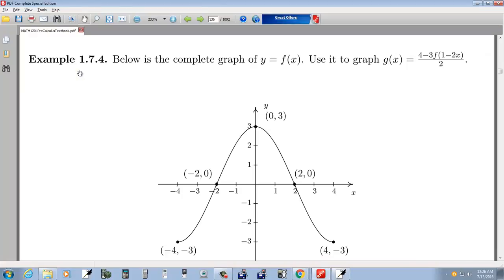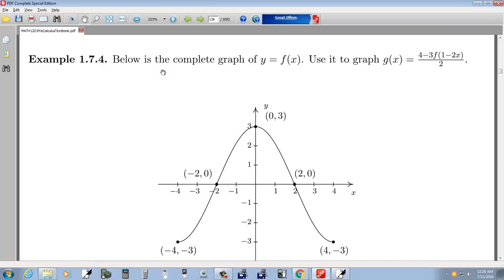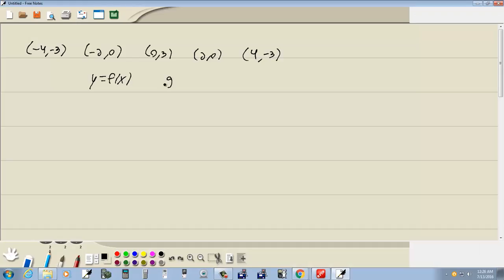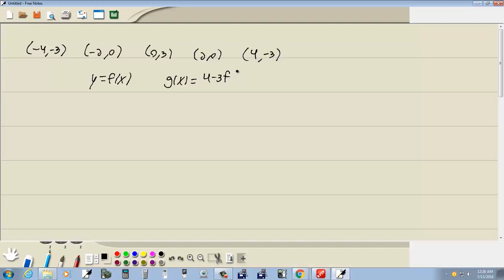And they're telling us we've got y equals f of x, and g of x is equal to 4 minus 3 f of (1 minus 2x) over 2. Okay. Now, here we've got f of x, and over here we have f of 1 minus 2x. So let's focus on this first. Now we're transforming from here over to here.